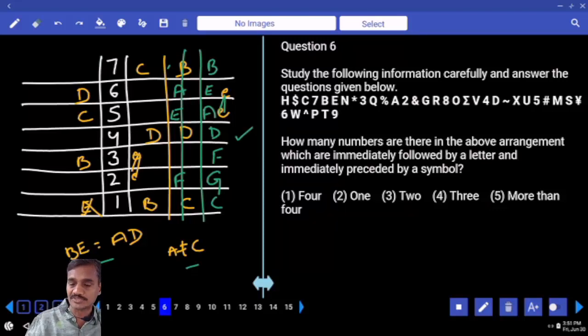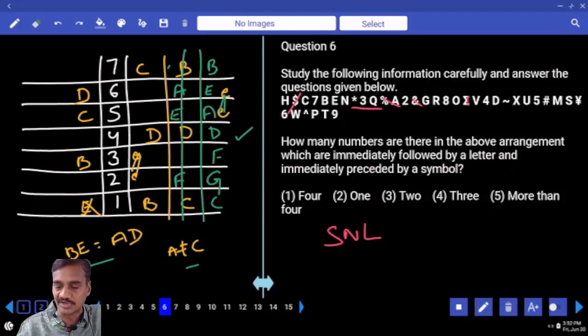Now how many numbers are there? The question is about a number which is immediately followed by a letter and preceded by a symbol. The sequence must be symbol, number and a letter. Tell me how many are there of such type? Symbol, number and a letter. Now this is a symbol, number and a letter. And this symbol cannot be taken, this symbol cannot be considered.